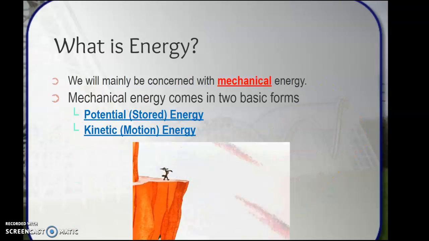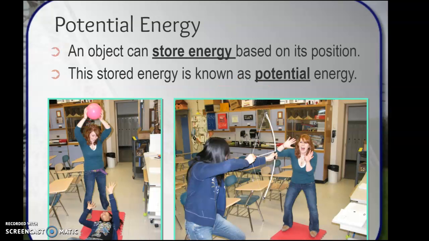We will mainly be concerned with mechanical energy. Mechanical energy comes in two basic forms, potential energy and kinetic energy. We also refer to potential energy as stored energy and kinetic energy as energy in motion. Okay, so potential energy is stored energy, and kinetic energy is energy in motion. All right, so the potential to do something, and then actually doing that thing.